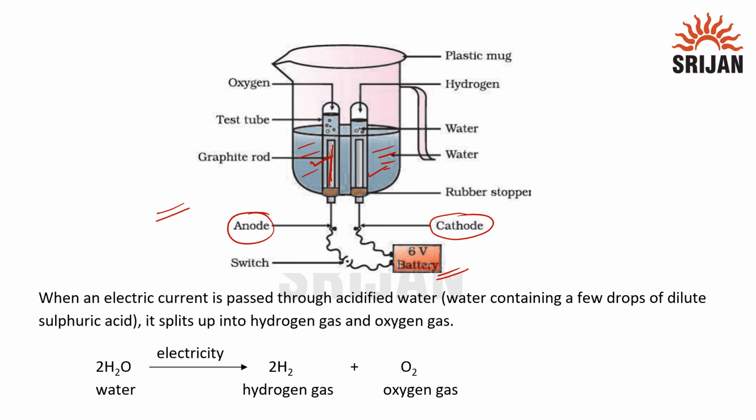Now the process of electrolysis of water will take place and we will get oxygen at anode and hydrogen at cathode. When an electric current is passed through acidified water, that is water containing a few drops of dilute sulfuric acid, it splits up into hydrogen gas and oxygen gas. Here we have the chemical reaction. Two molecules of water on passing electricity is split into two hydrogen molecules and one oxygen molecule.